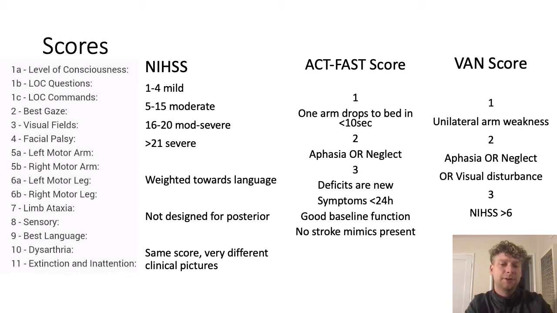Now, if you're having a posterior stroke, you'll probably present with visual symptoms. That's why some emergency doctors use the VAN score, which in addition to screening for aphasia and neglect, like Act Fast, also looks for visual disturbances. This can improve your sensitivity and help you catch difficult to find LVOs that might be amenable to EVT.